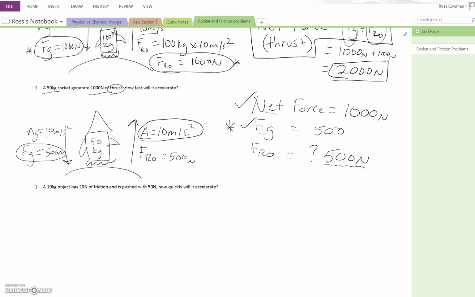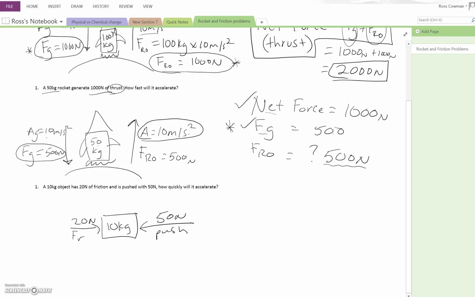Here is a friction problem, our third number one. So once again, I suggest drawing it out. Here's my object. It's a 10 kilogram object. It has 20 newtons of friction, and I'm going to label that FR, friction. And it's going to be pushed by 50 newtons, and I'm going to label that the push. How quickly will it accelerate?